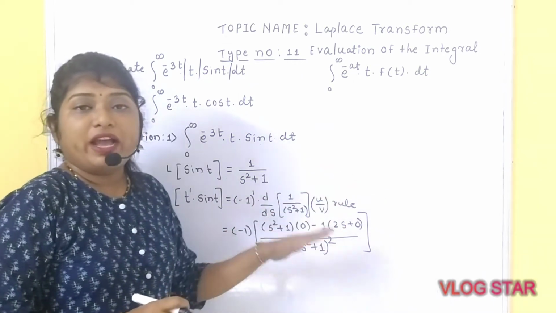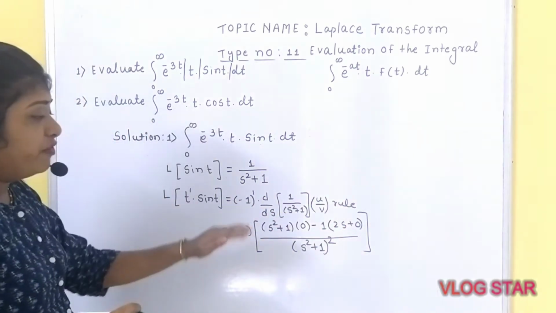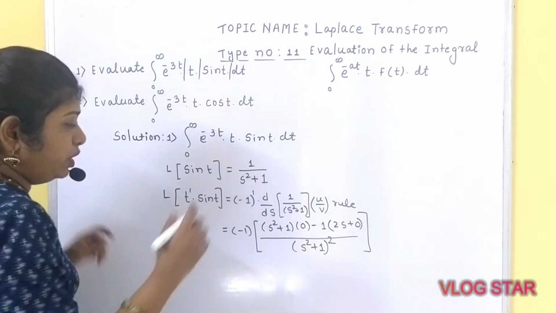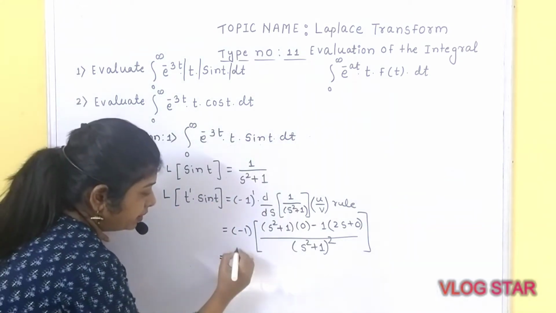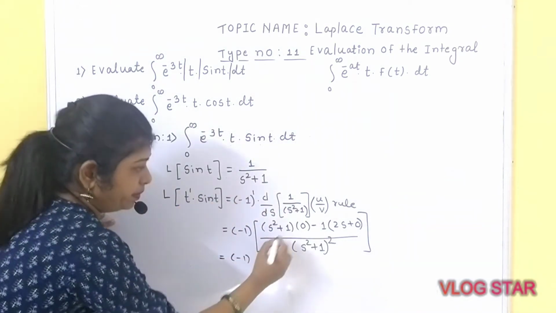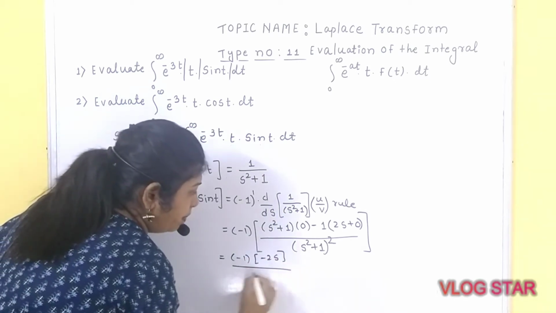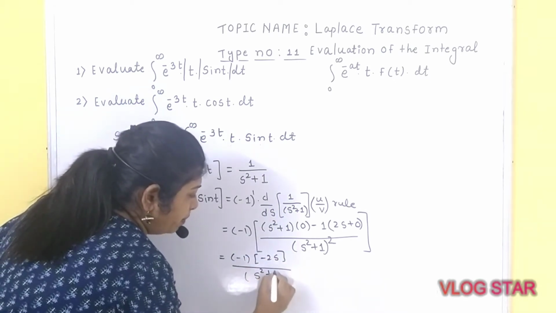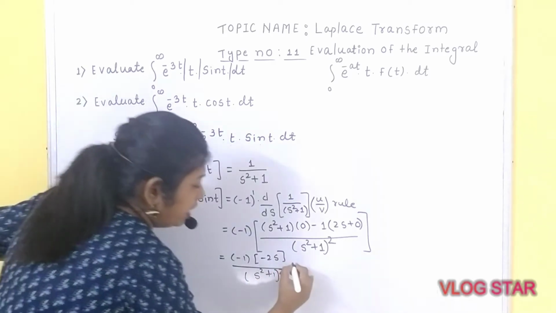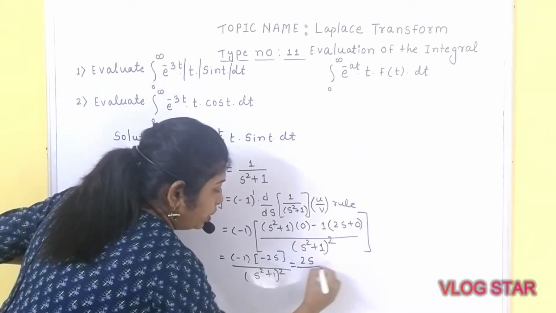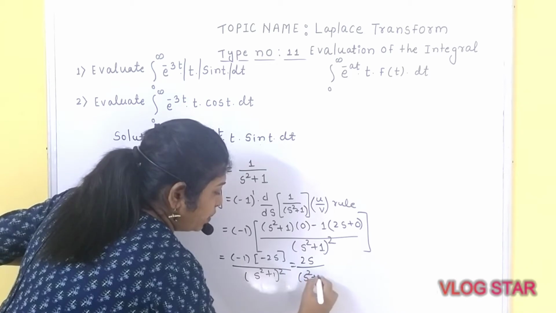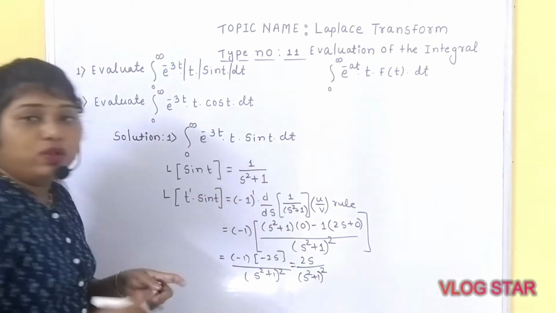You need to apply the u by v rule. After applying the u by v rule, you will get minus 1 into minus 2s upon s square plus 1 whole square, which is equal to 2s upon s square plus 1 whole square.